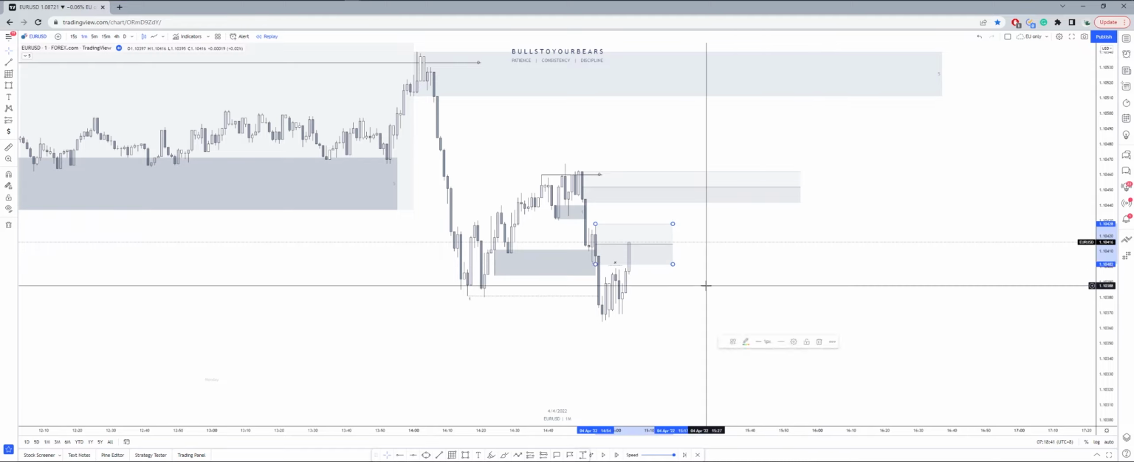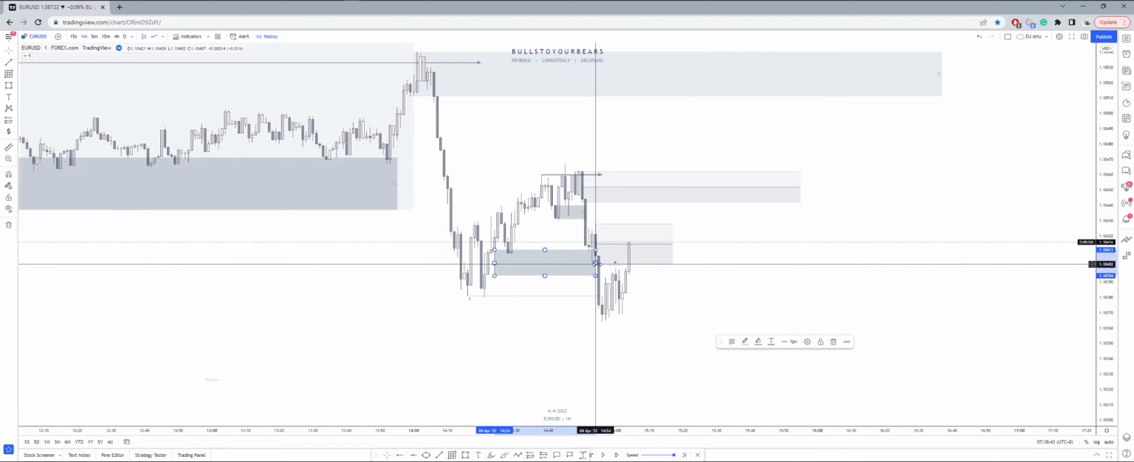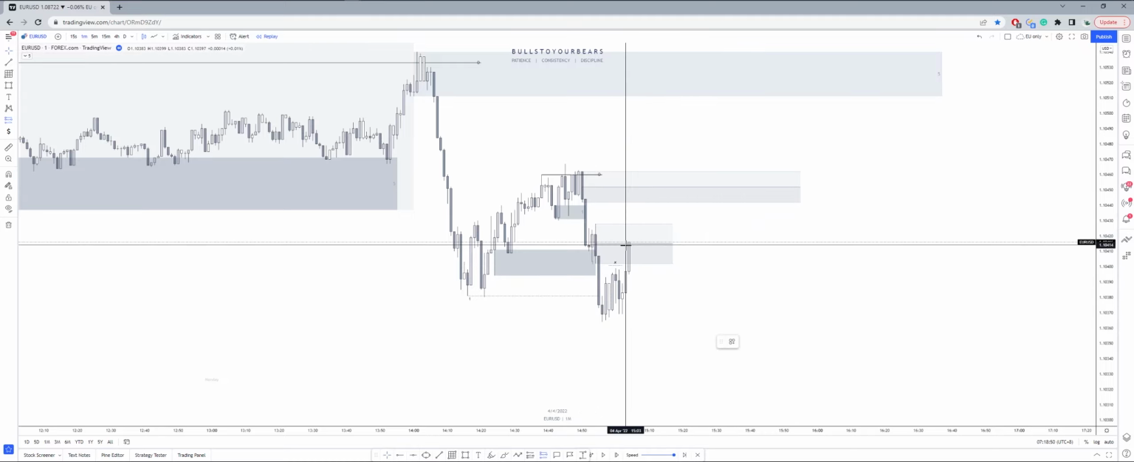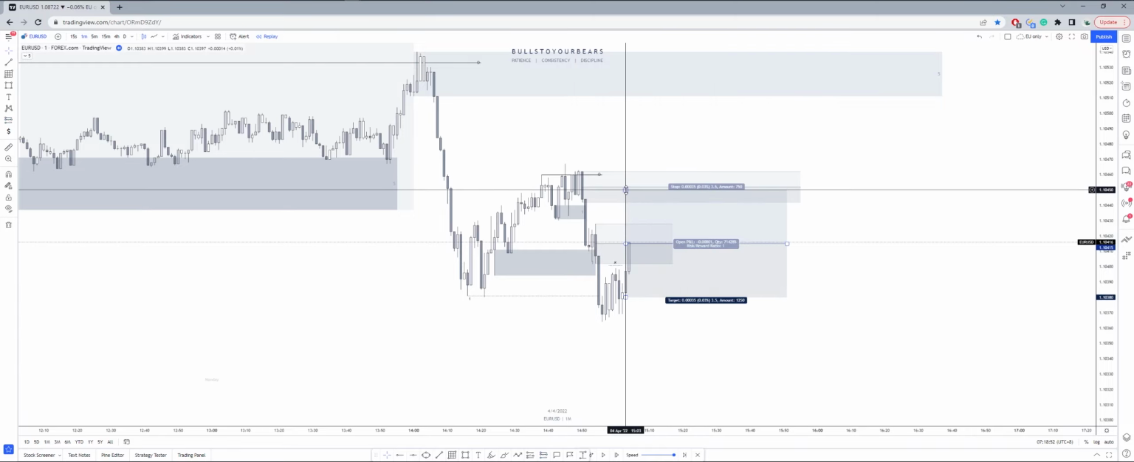So let's try. Yeah, let's see if it works. Let's see if it works out. So something like this. I have not traded London on Monday, so let's take a look.